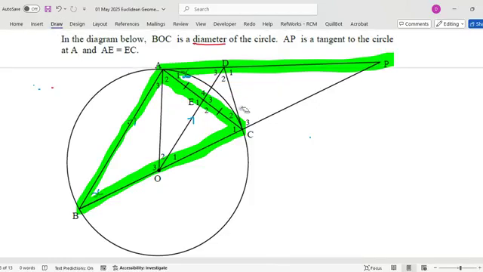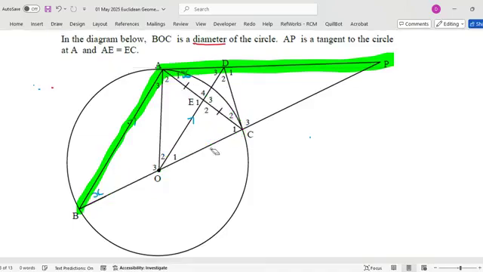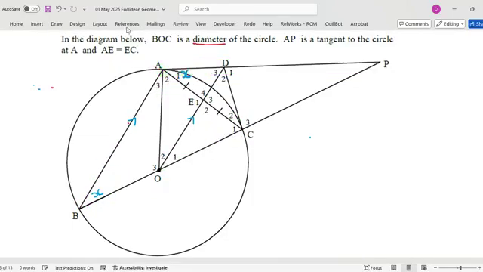Okay. Any other angle that is equal to x based on what we're looking at? Any other angle that is equal to x? O1? O1 would be equal to x. What would be your reason?